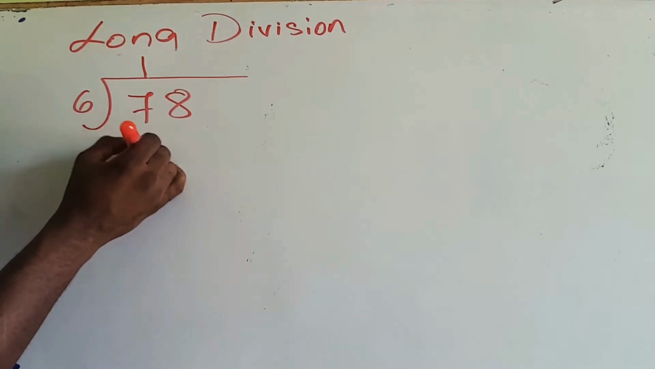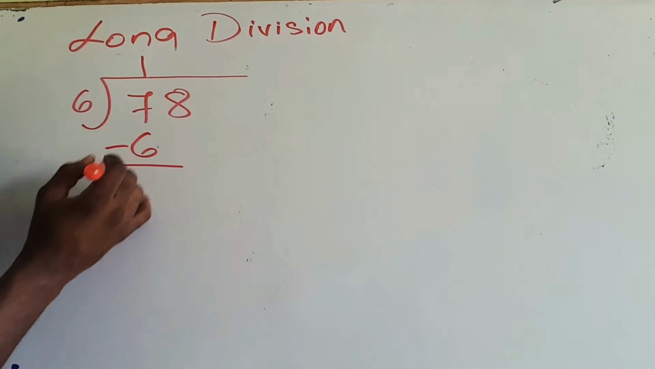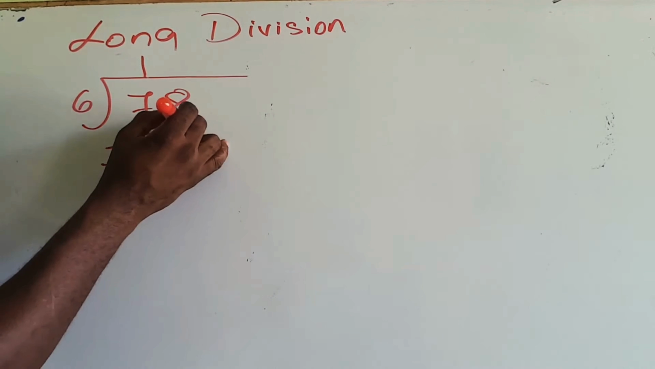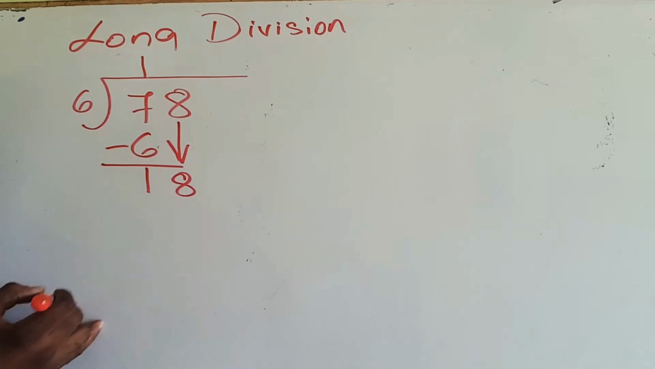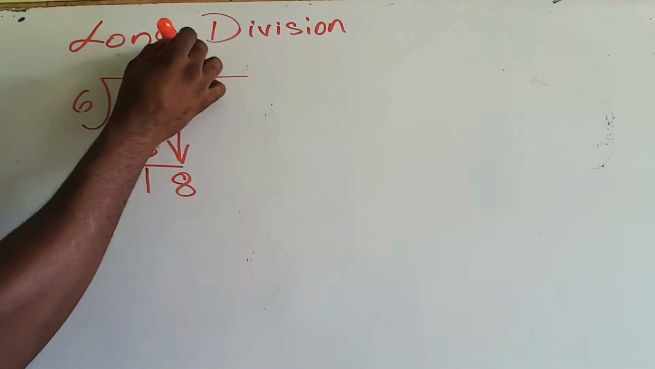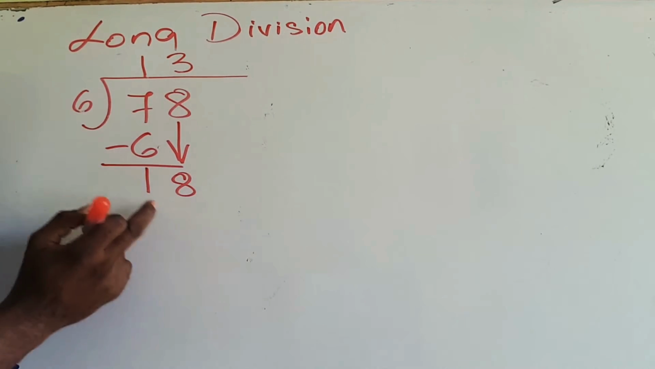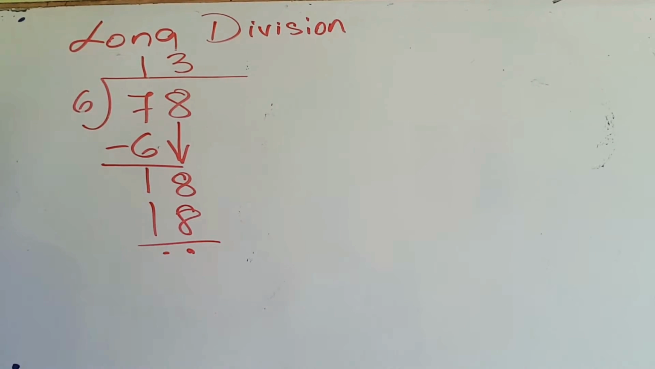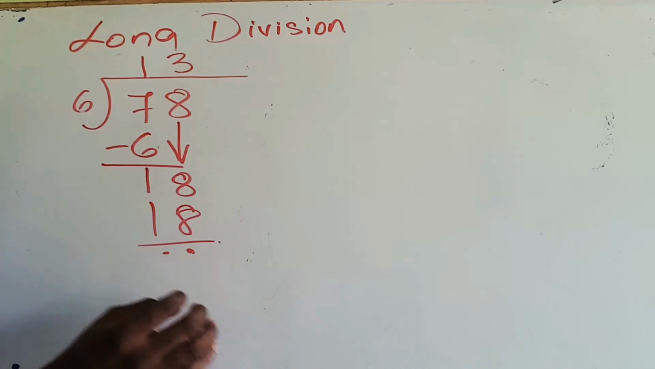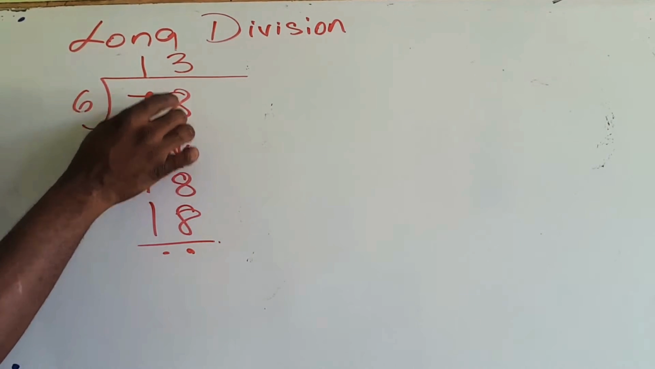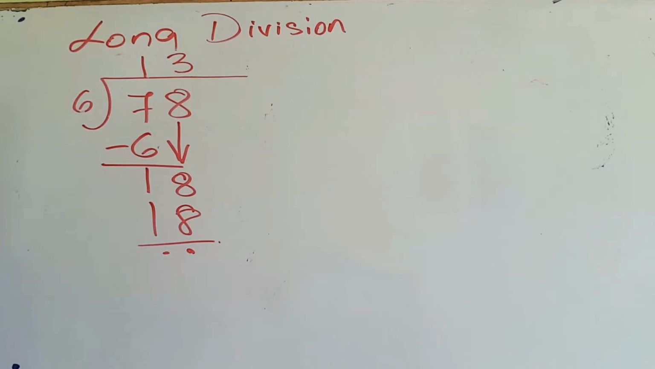1 times 6 is 6. Then we subtract. 6 from the 7 is a 1. Now we bring down the 8, making this 18. 6 into 18 is 3. 3 times 6 is 18. We have no remainder, and it's finished. We don't have anything else to bring down. So it means then that 6 divided into 78 is 13 times, which means we could get 13 groups of 6 from 78.